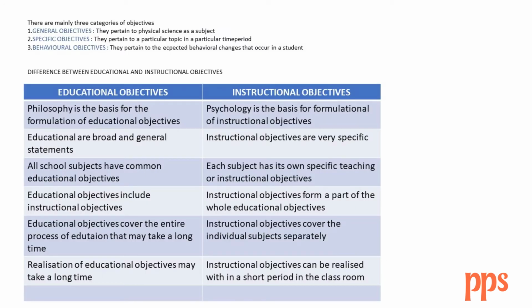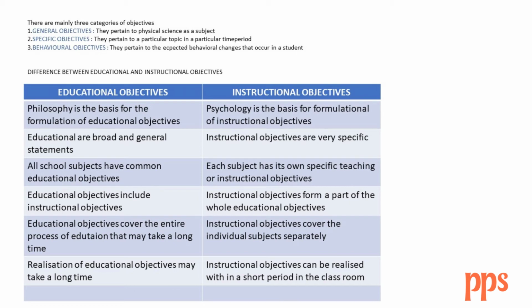There are mainly three categories of objectives. First one is general objectives. They pertain to physical science as a subject. Second, specific objectives. They pertain to a particular topic in a particular time period. Third one is behavioral objectives. They pertain to the expected behavioral change that occurs in the student.